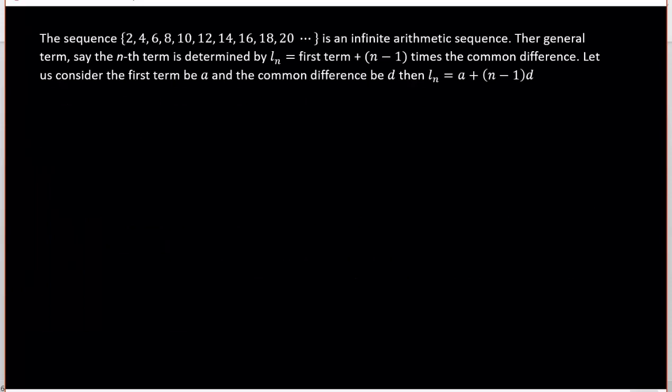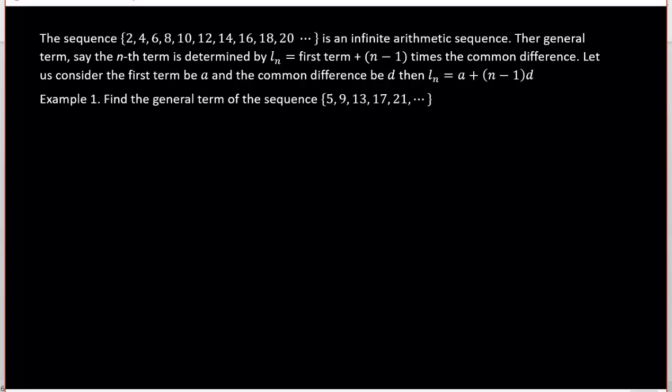We take again 2, 4, 6, 8, 10, 12, 14, 16, 18, 20, and it continues in this pattern. So this sequence is called an arithmetic sequence, and it is an infinite sequence. The general term, say the nth term, is determined by, we always write, the first term plus n minus 1 times the difference. So if we consider that our first term is a and the common difference is d, then the general term will be a plus n minus 1 times d.